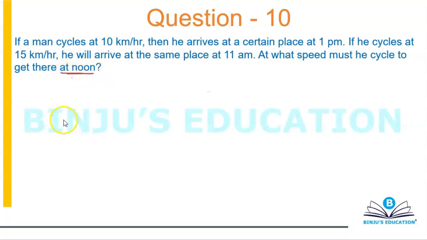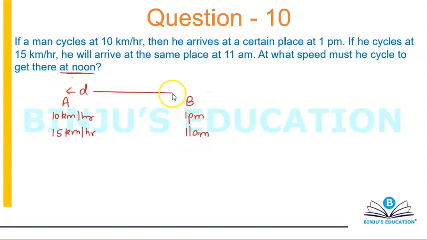All right. So let's say there is a point A, there is a point B, and this man is going from A to B. If he goes at 10 kilometers per hour, he reaches at 1 p.m. And if he travels at 15 kilometers per hour, then he reaches at 11 a.m. Now the distance between A and B, let's consider that to be small d. This is a constant value.